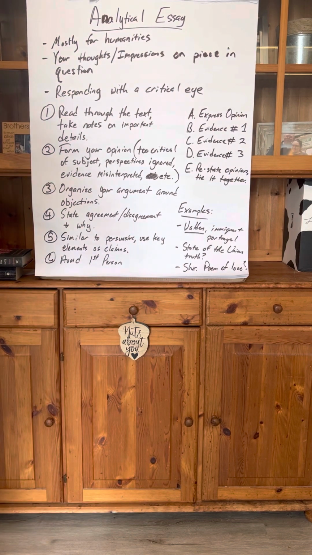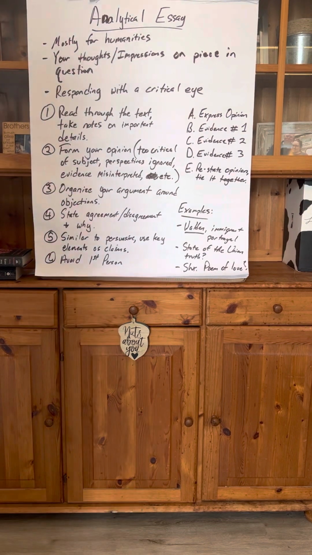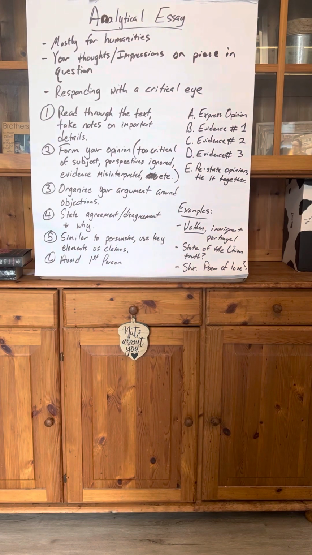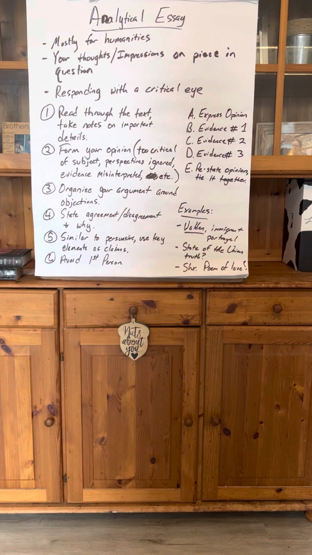So the steps are, first of all, read through the text or watch or look at whatever it is and take detailed notes on the important bits. Usually, if you're talking about an article, the most important things to look at are in the introduction and the conclusion. That's going to reveal the author's main point or main points to you. And that's also where your thesis statement and your revised thesis statement in the conclusion are going to be.